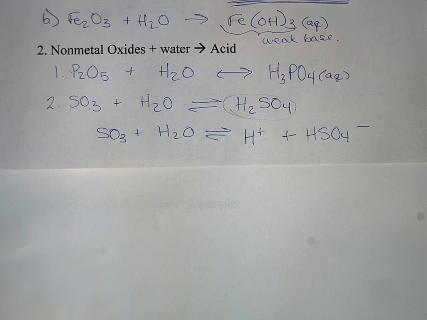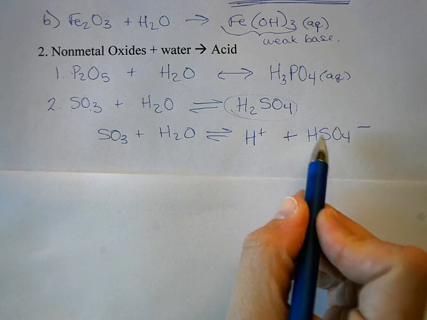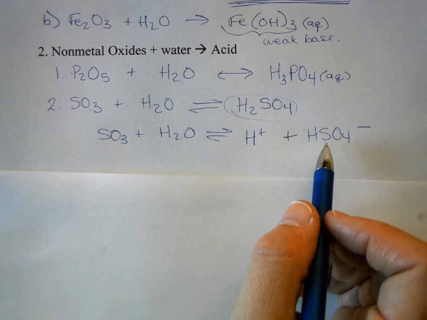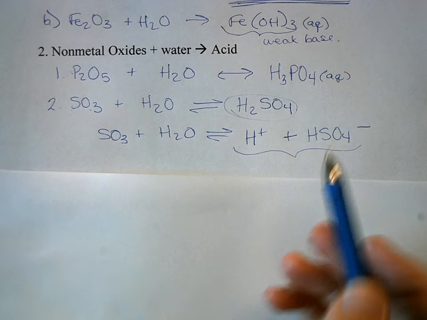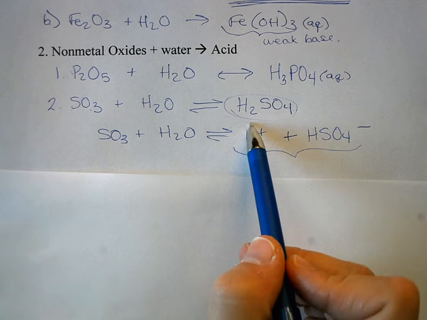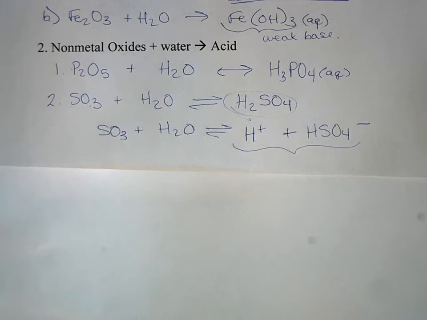If you had gone through and put like 2H and then SO4 separately, I don't think they would mark you down, but the most correct way to do it is to show that it's that sulfuric acid that's the strong one, and it dissociates one hydrogen at a time.